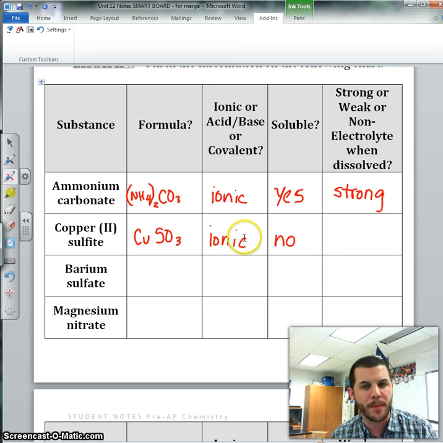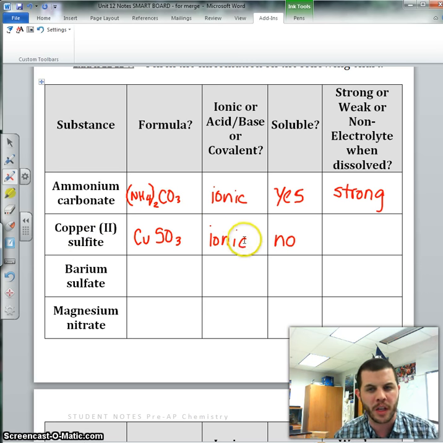Well, couldn't it be a strong or a weak electrolyte if it's insoluble? The answer is no. This is a non-electrolyte. It is a non-electrolyte because it doesn't even dissolve. It has to be a solution in order for it to be considered to be an electrolyte.